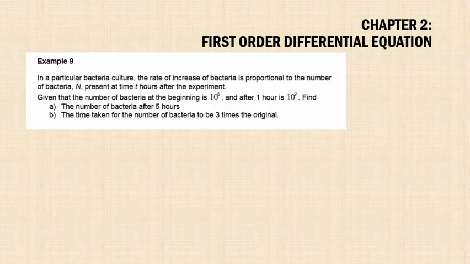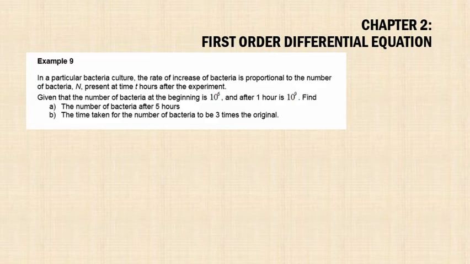The example of population growth is example 9. In a particular bacteria culture, the rate of increase of bacteria is proportional to the number of bacteria n present at any time t hours after the experiment. Given that the number of bacteria at the beginning is 10 power of 6 and after 1 hour is 10 power of 9, find (a) the number of bacteria after 5 hours.